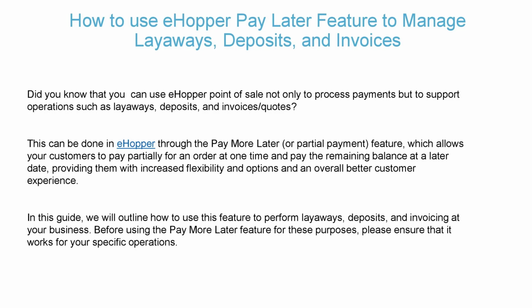This can be done in eHopper through the Pay More Later, or partial payment, feature, which allows your customers to pay partially for an order at one time and pay the remaining balance at a later date, providing them with increased flexibility and options and an overall better customer experience. In this guide, we will outline how to use this feature to perform layaways, deposits, and invoicing at your business.